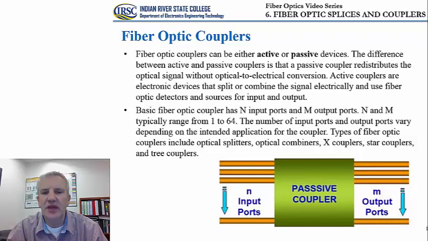So in general, a fiber optic coupler may have a certain number of input ports and a certain number of output ports, where the number of input or output ports ranges between 1 and 64. The number of input or output ports can vary depending on the specific application of the coupler. There are many different types of fiber optic couplers, such as optical splitters, optical combiners, X couplers, star couplers, tree couplers, etc. So there are different configurations of these combining or splitting devices that have found different applications in the field of fiber optic communications.